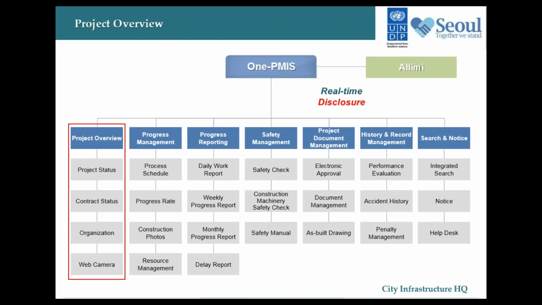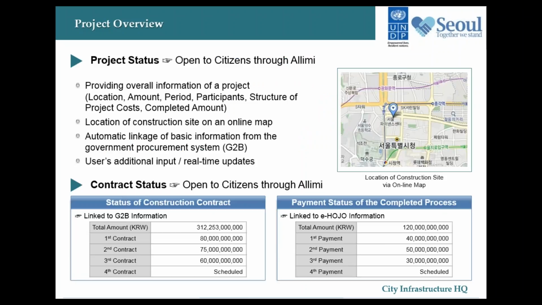Next. First, the project overview menu that you see on your left here basically consists of the project status, contract status, organization, and web camera categories. First, project status. This gets opened to citizens. All the information managed through this category gets disclosed to the citizens through Allimi. This menu provides an overview and summary of each of Seoul's public construction projects. It allows Seoul to locate each construction site on a digital map.